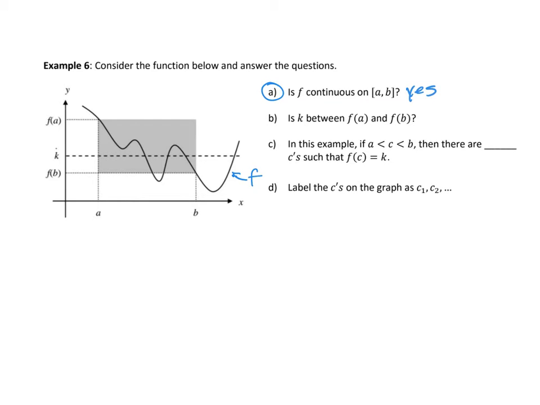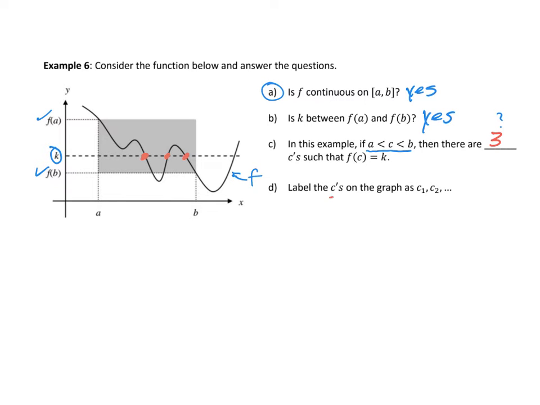Let's take a look at letter K over here. Is K between F of A and F of B? Yes, that's true. In this example, if A is less than C is less than B, in other words, if C is between A and B, then they are blank. So this is a question: C's such that F of C equals K. So basically, we're looking for all the X values that have a Y value of K in between A and B. So you take the dashed line where K is and see how many places it intersects with your function. And in our interval, we have three C's. There are three places where our curve intersects with that horizontal line Y equals K.